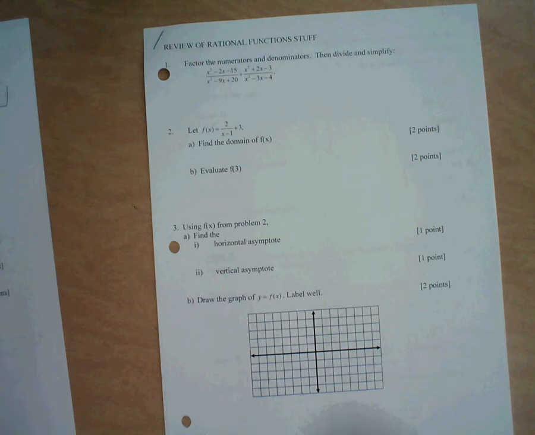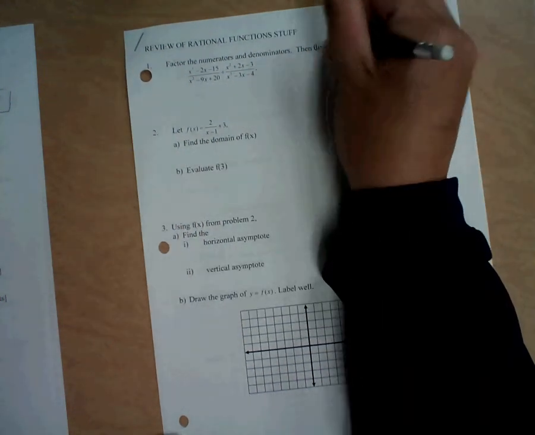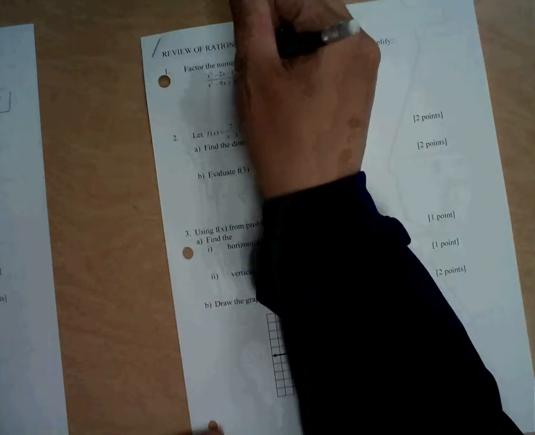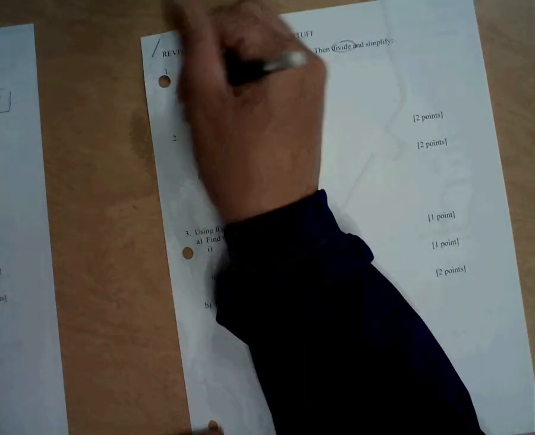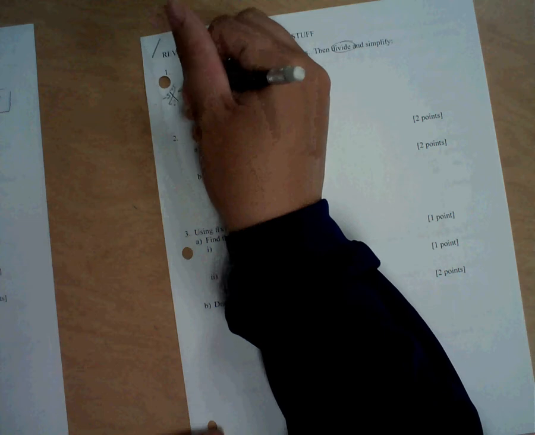This is your review for your rational functions test. Question 1 asks you to factor the numerators and denominators and divide and simplify. Remember, whenever you divide fractions that you're multiplying by the reciprocal. So looking at our first numerator, I've got negative 15 multiplies to give me negative 15, adds to give me negative 2. That's going to be a negative 5 and a positive 3.